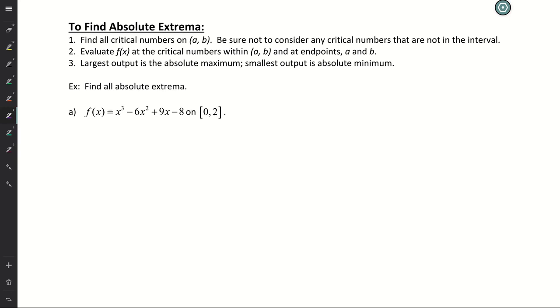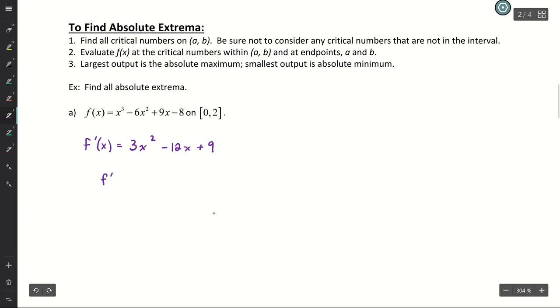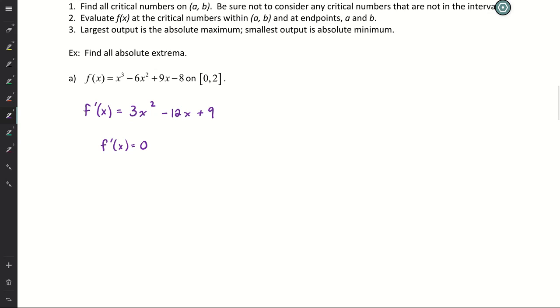So it's asked me to find all absolute extrema. We've been given the function. To find the critical numbers, I first want to take the derivative of that function. So here the derivative would be 3x squared, and then minus 12x, and then plus 9. All right, to find critical numbers, this is a polynomial function, so I'd be finding where the derivative was equal to 0 to find those critical numbers. Usually we also find where the function is undefined, but that doesn't do anything in this particular case since we're dealing with a polynomial function.